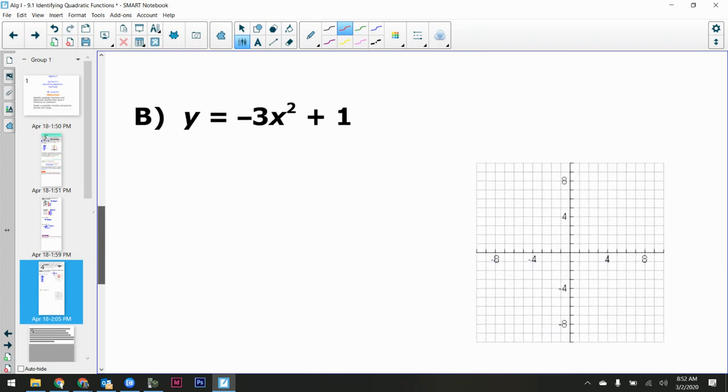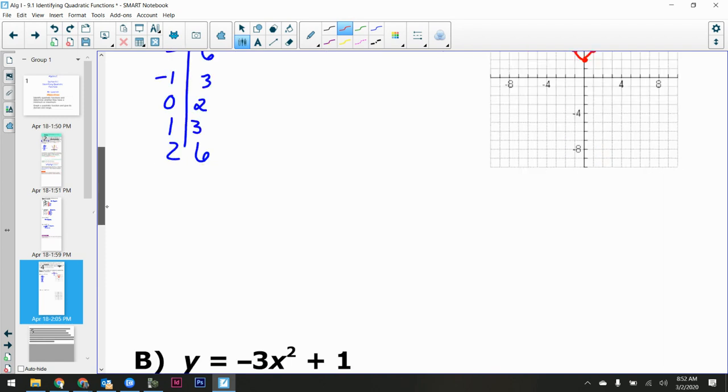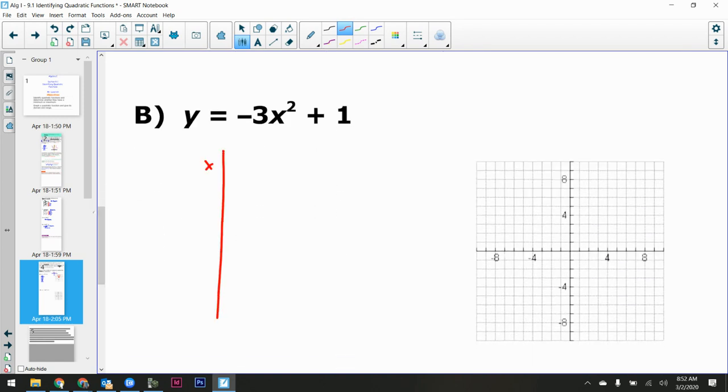Okay, let's take a look at this one. Go ahead and make your table. Let's try our standard -2, -1, 0, 1, 2 and see what happens. Guys, am I asking you to graph on this? So should you use graph paper? Yes.